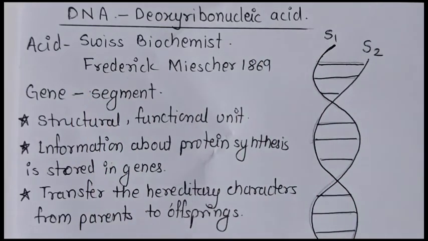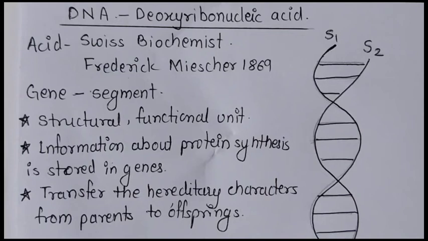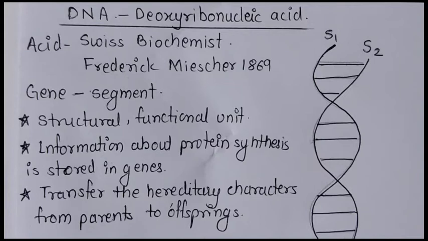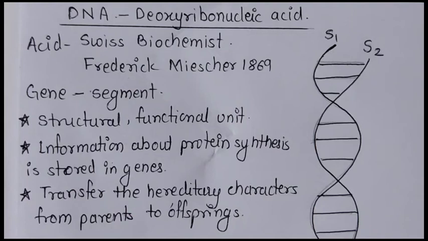It was found by the Swiss biochemist Friedrich Miescher in 1869. Actually he was studying white blood cells, and then he came to know that DNA is also present in the nucleus of the cell. So he named it a nucleic acid. DNA is also called a nucleic acid. At first it was found that it is in the nucleus, but after some studies it was found that this nucleic acid or DNA is present in other parts of the cell too.